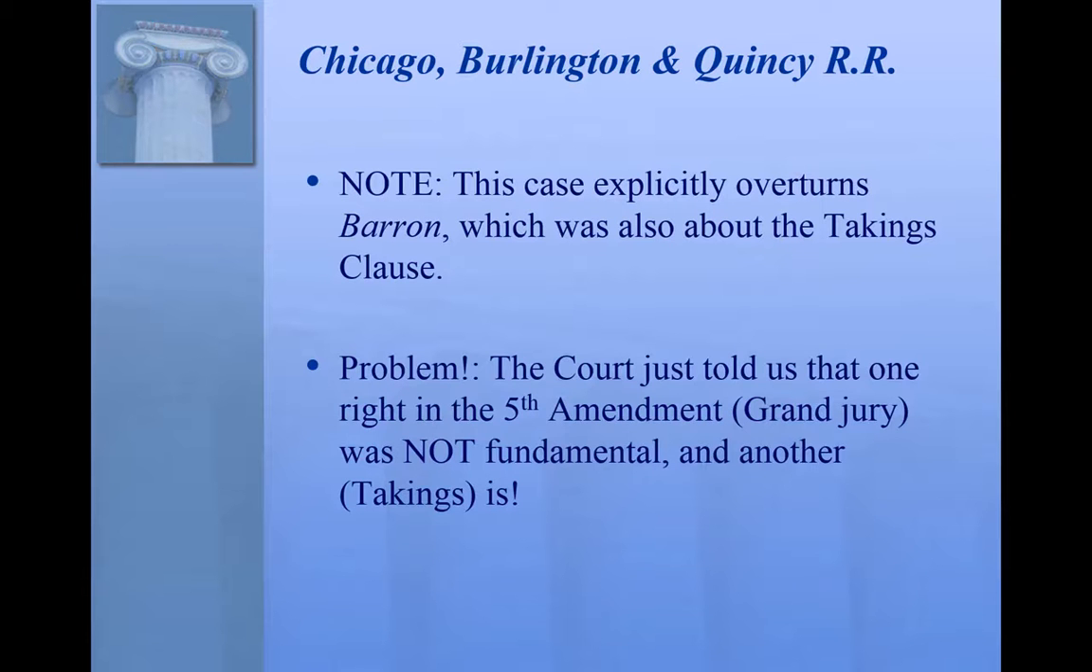Well, now we have a problem. The court just told us in Hurtado that the grand jury requirement in the Fifth Amendment was not fundamental. And in Chicago, Burlington, it turned around and told us that the takings clause, the just compensation clause, is fundamental. How are we supposed to know whether something is fundamental or not? These two clauses are in the same amendment, and the court came to opposite conclusions. That creates some problems which the court tried to sort out for us in Twining versus New Jersey.